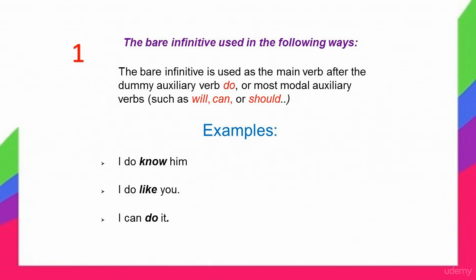1. The bare infinitive is used as the main verb after the dummy auxiliary verb do, or most modal auxiliary verbs, such as will, can, or should. Examples would be: I do know him, I do like you, I can do it.